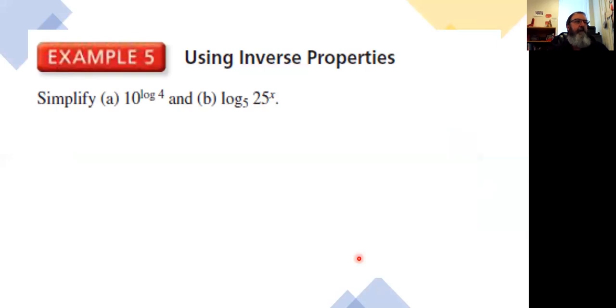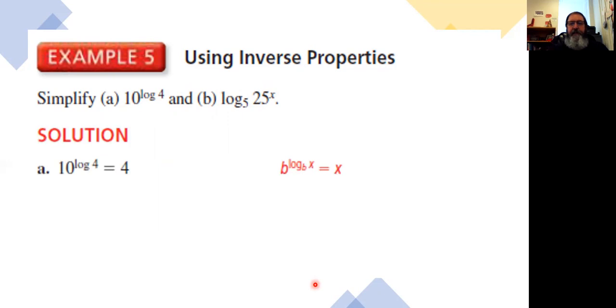All right. Let's do a few examples here. Here's example 5 from our book, and it asks us to use those inverse properties. And they give us two different expressions that we're going to work with. So 10 to the power of the log of 4, and then log base 5 of 25 to the power of x. So let's do the first one. 10 to the power of the log of 4. Well, how much does it equal? It equals 4. Why? Because as I just got through talking about, this is a common log, right? This is a log of base 10.